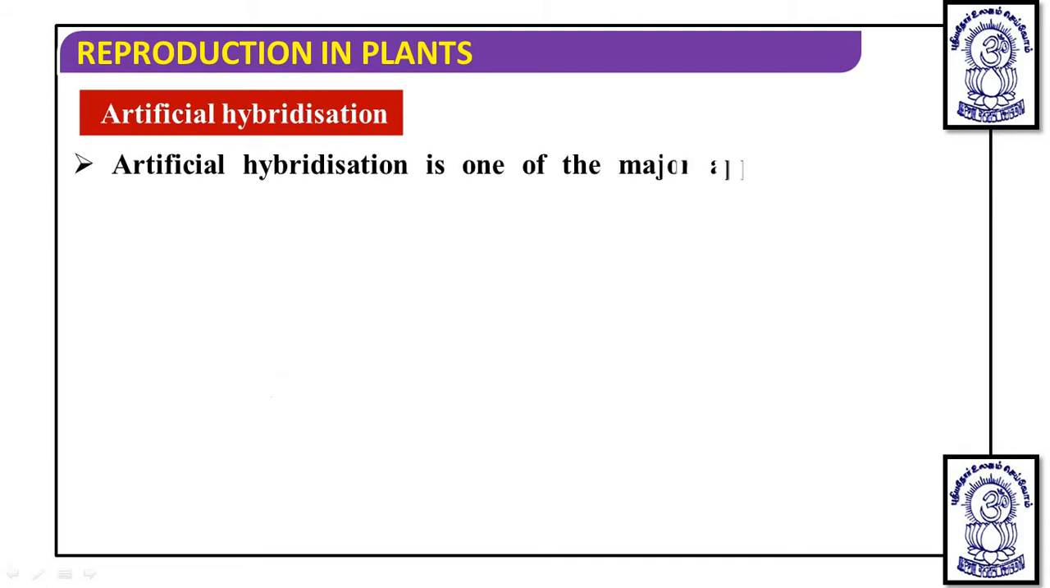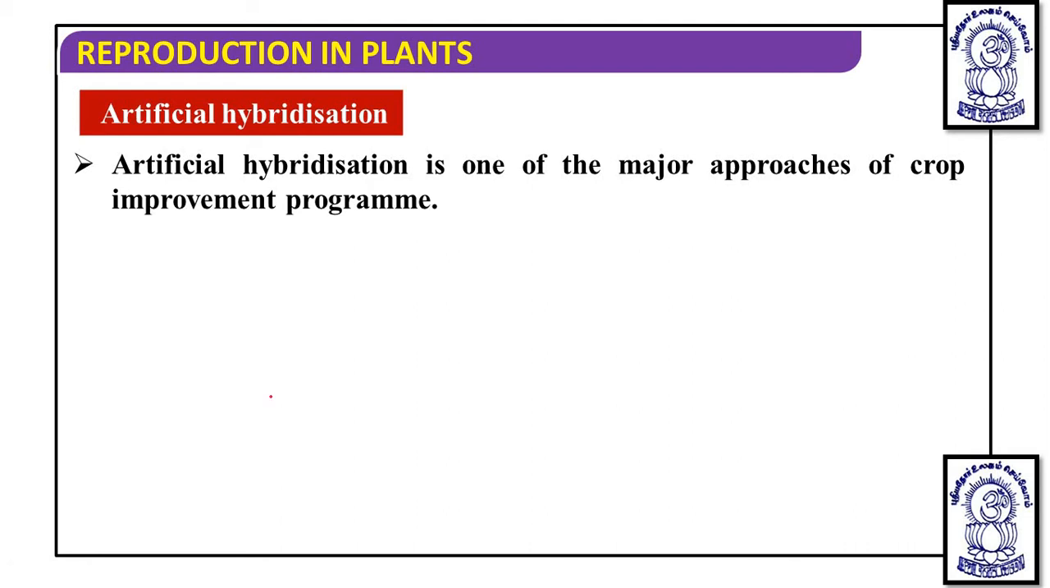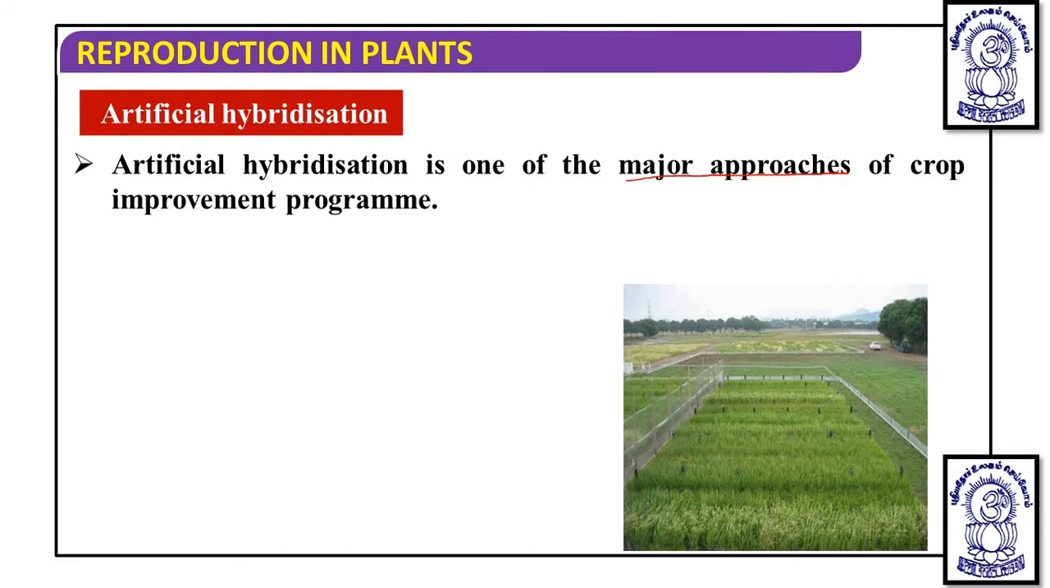In artificial hybridization, the term itself suggests: artificial means man-made, and hybridization means we are going to cross between two different crops. Artificial hybridization is one of the major approaches, dear students, for a crop improvement program. And in this approach, we will talk about how this process occurs and how it can be carried out.